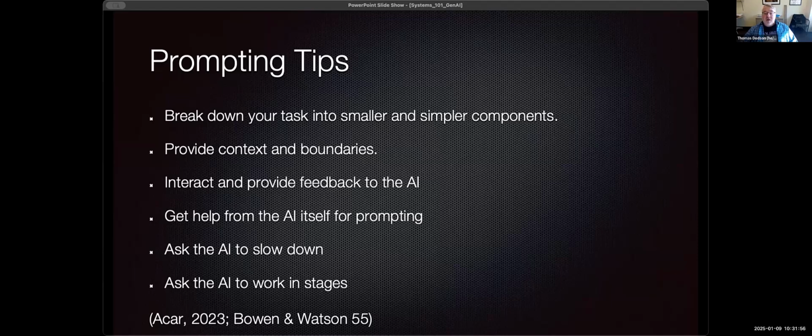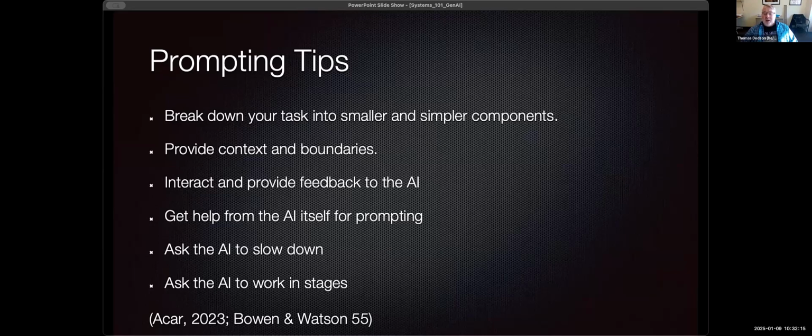Get help from the AI itself for prompting. So I might prompt the AI with something like, I'm trying to develop a talk about generative AI for a group of systems librarians. What information do you need to suggest some relevant topics? Or I might say, I want to develop a hands-on activity about prompt engineering. Can you frame a prompt to help me with that?